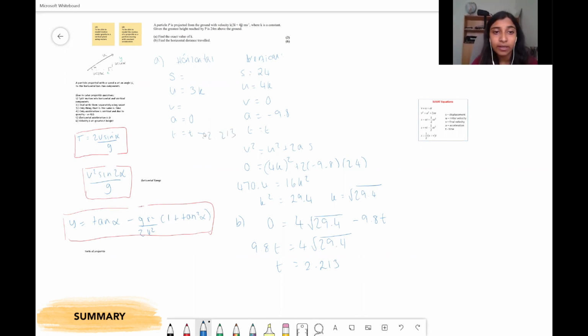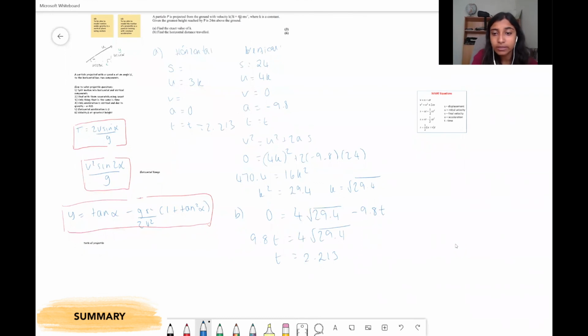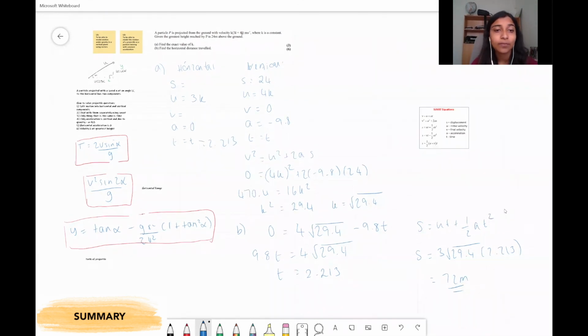So now we know that our t is 2.213. So we can use our SUVAT equations again to find a value of s. So we need one that doesn't involve v, so we can use s equals ut plus half at squared. We say our s is equal to 3 times the square root of 29.4 times our 2.213, and if you plug that in your calculator, that should equal 72 meters, and that's your answer to part B.